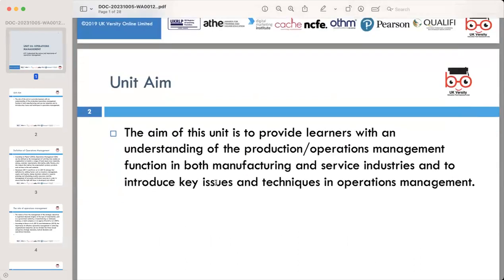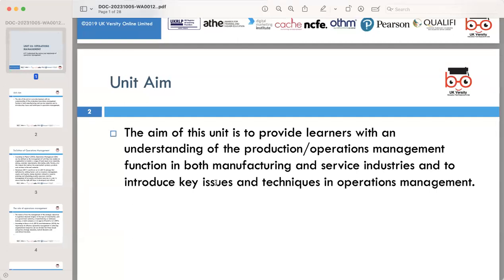So, unit aims. The aim of this unit is to provide learners with an understanding of the production and operation management functions in both manufacturing and service industries and to introduce key issues and techniques in operations management. After completing this unit, you will be able to gain a comprehensive understanding of the production and operation management functions applicable to both manufacturing and service industries.